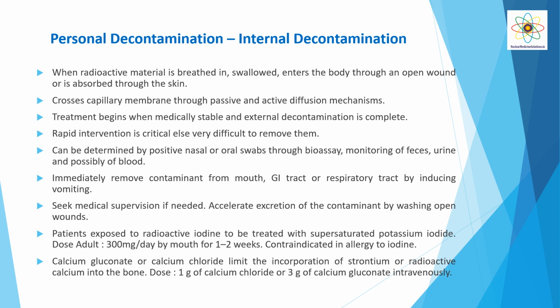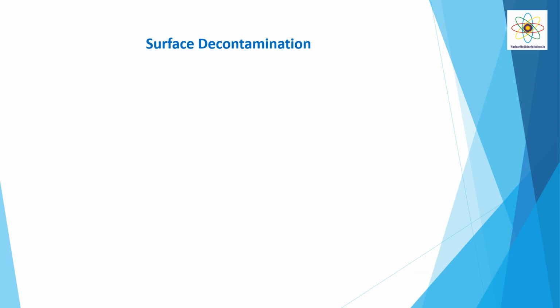Calcium gluconate or calcium chloride can be used in case of strontium or radioactive calcium contamination. The dose is 1 gram of calcium chloride or 3 grams of calcium gluconate intravenously. We have taken a little extra time on internal and external decontamination because it is a very important thing to know as an RSO. Now we will discuss surface decontamination.